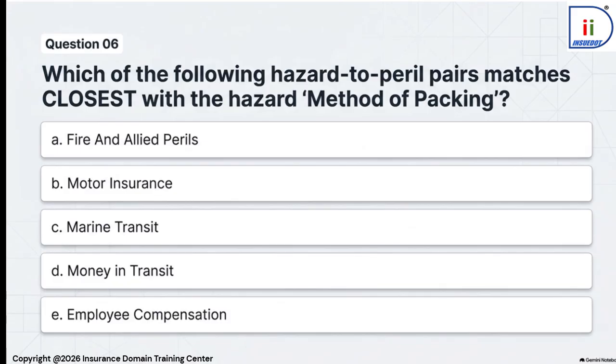Next question, question number 6. Which of the following hazard to peril pairs matches closest with the hazard method of packing? Read all the options.